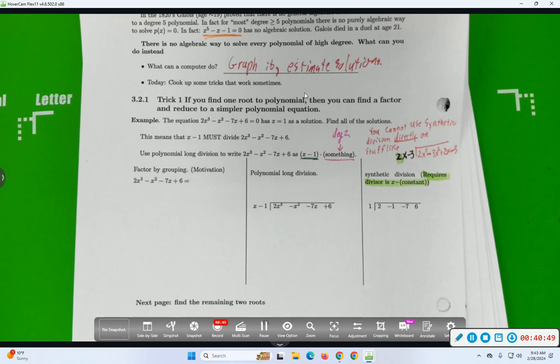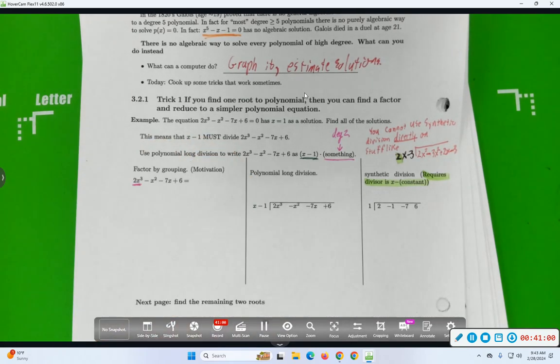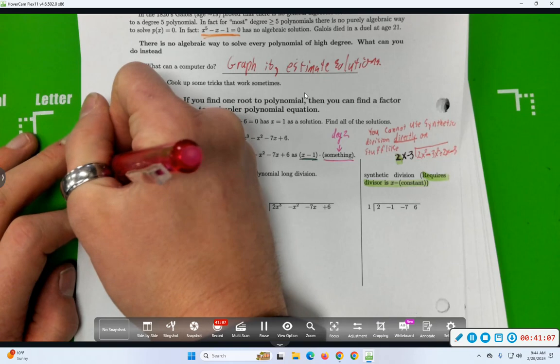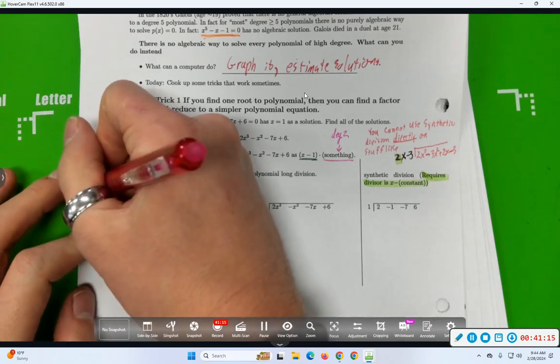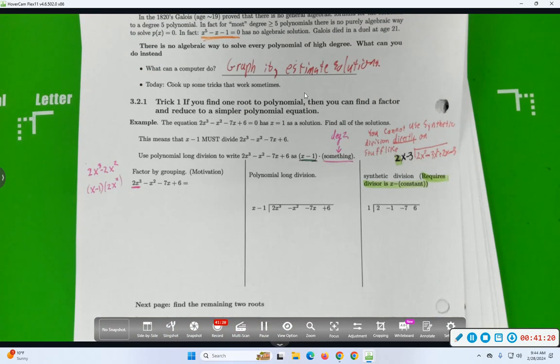So here's the first totally ad hoc strategy. Let's try to factor this thing by grouping. And here's the game I'm going to play. I see a 2x cubed right there. If I saw in this polynomial 2x cubed minus 2x squared, I could factor an x minus 1 out of that. That would give me x minus 1 times 2x squared, I guess?